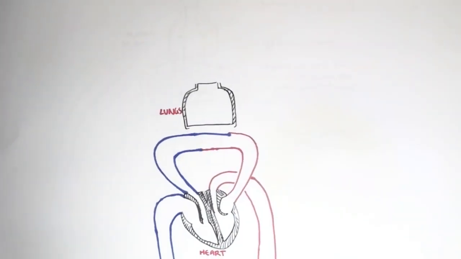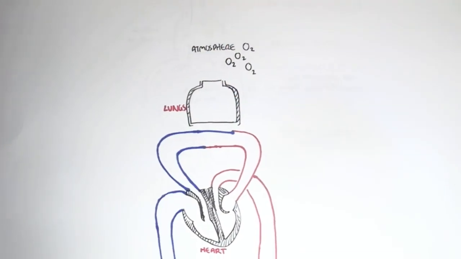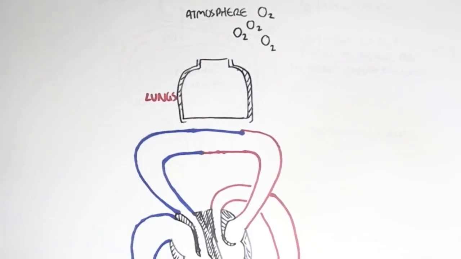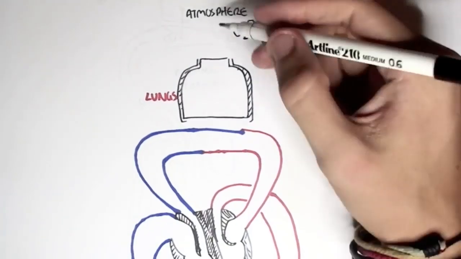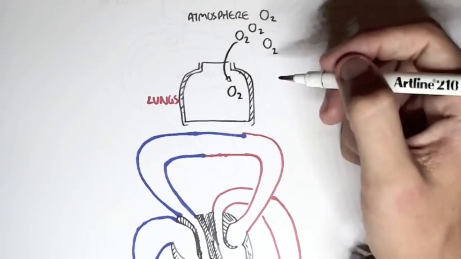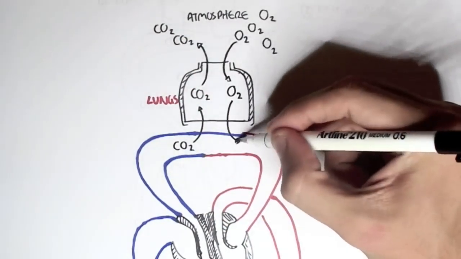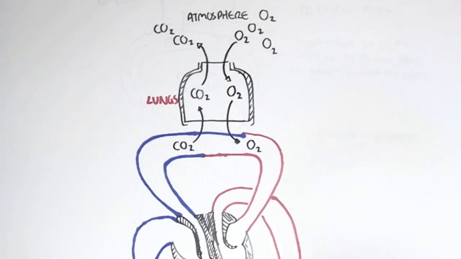Now, outside in the air, in our atmosphere, we have many types of gases, including oxygen gas, O2. Now, we breathe in oxygen gas. It comes into our lungs. And as we breathe in oxygen gas, we also breathe out carbon dioxide from our deoxygenated blood supply. So carbon dioxide leaves into the atmosphere and we breathe in oxygen gas. So now as oxygen enters our blood supply, it reoxygenates our blood supply. So now we have an oxygenated blood supply here in red.